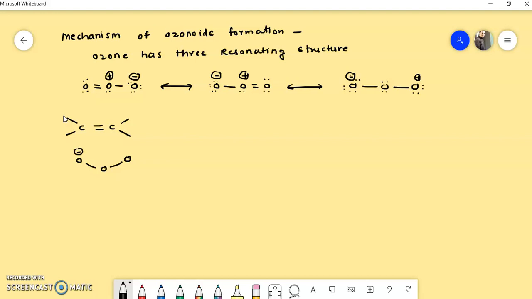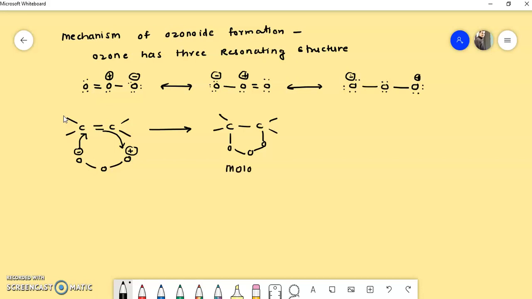Suppose this oxygen has a negative charge and this oxygen has a positive charge. So what will happen? First of all, this is an electron-rich species, so this double bond will attack on this positively charged oxygen, and this negative charge will attack on this carbon, and there is a formation of a cyclic intermediate. That cyclic intermediate will be like this: C, oxygen, oxygen, oxygen, and here there is a bond. Now this intermediate which is formed first is known as molozonide.